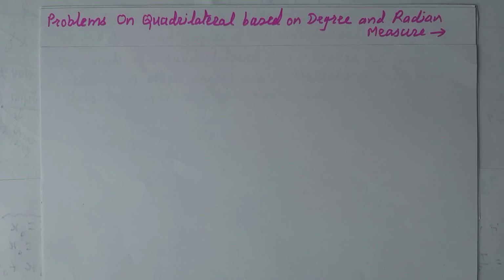Dear students, today we will see problems on quadrilateral based on degree and radian measure. That is, here we will see some problems on quadrilateral in which we have to find angles in degree and radian measure. Let's see the first problem.